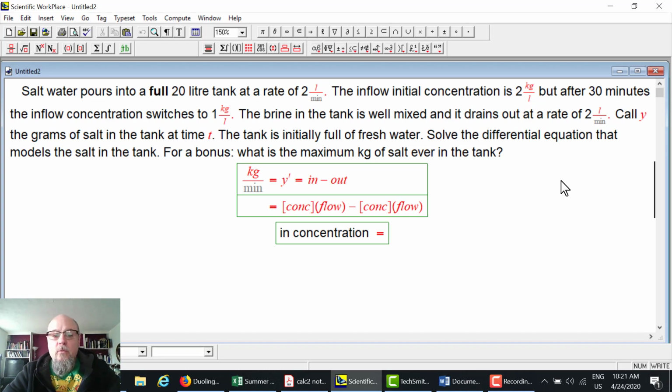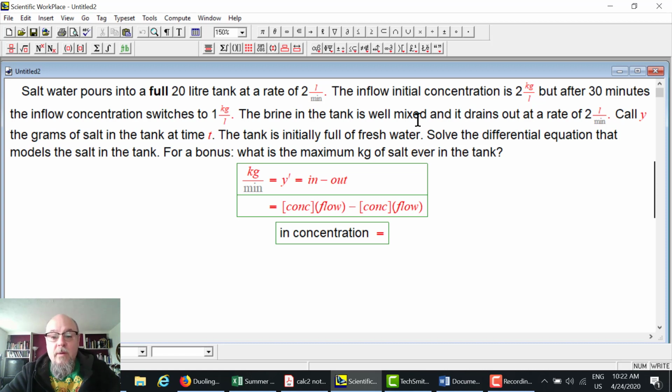Salt water is pouring into a full 20-liter tank at 2 liters per minute. The inflow initial concentration is 2 kilograms per liter, but after 30 minutes, the inflow concentration switches to 1 kilogram per liter. So the inflow is not a constant. There's a switch in there. I'm going to have to write the inflow concentration with the Heaviside step function. It's got to go 2 down to 1. Okay, finish the rest of the question.